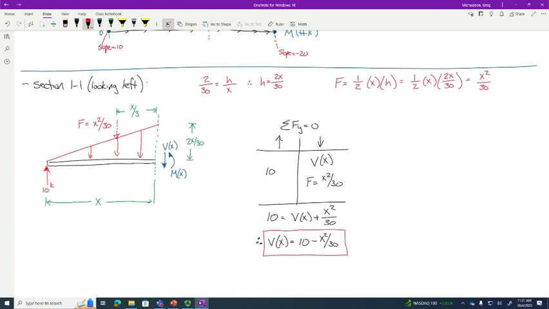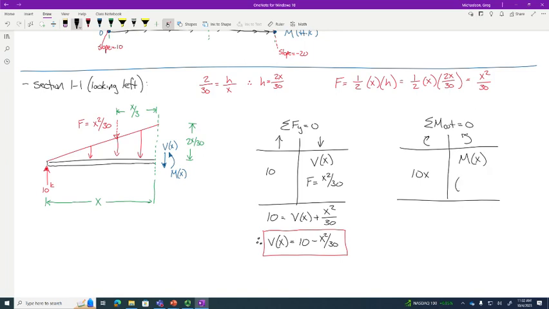Let's sum moments at the cut. All right. So summing moments at the cut, what do I got? I've got 10 times what? X. 10x going this way. What do I got going this way? Okay, so I've got 10x going this way, and I've got m of x. And then what else? What do I have?